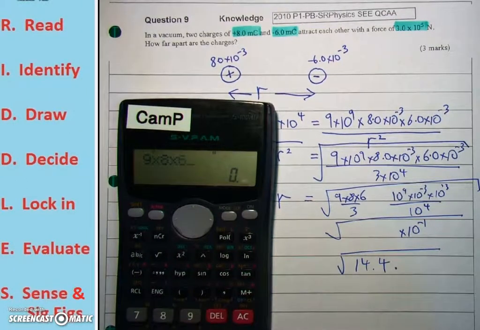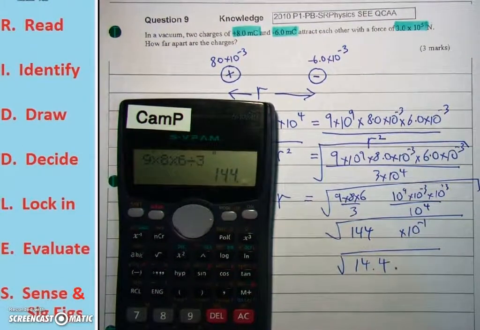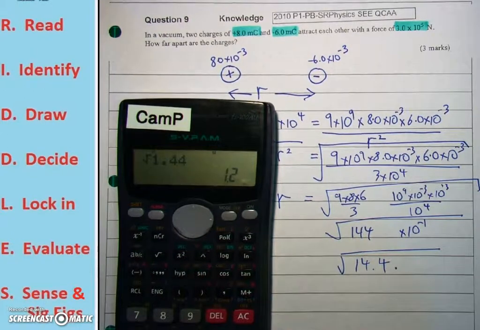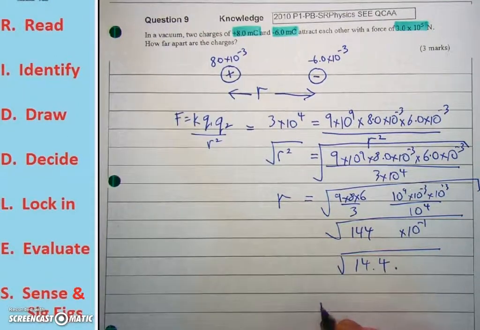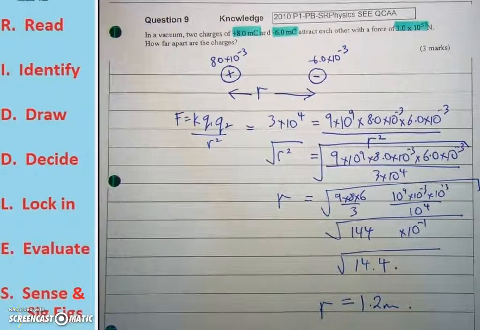9 times 8 times 6 divided by 3 equals 144, times 0.01 equals 1.44. Okay, I think I'm out by a factor of 10, because when you take the square root, I know that the answer is 1.2 meters. I'm out by a factor of 10. I'll come back and check that problem.